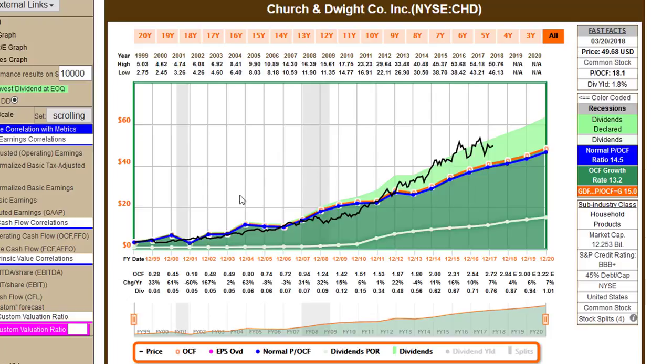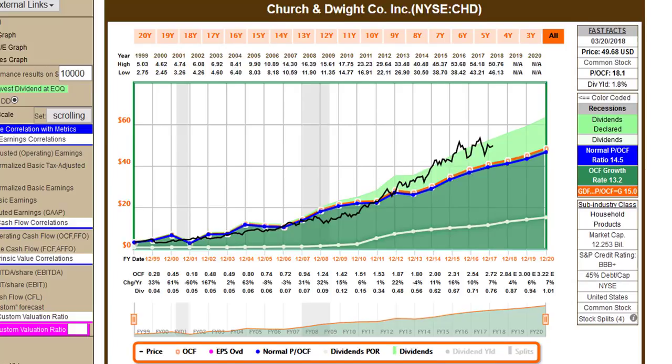For example, if I look at Church & Dwight Company, you can see that the normal PE and the intrinsic value calculation are both around 14.5 to 15. You can see these lines are pretty much coinciding. But the point is that here you have a high valuation using a PE ratio.